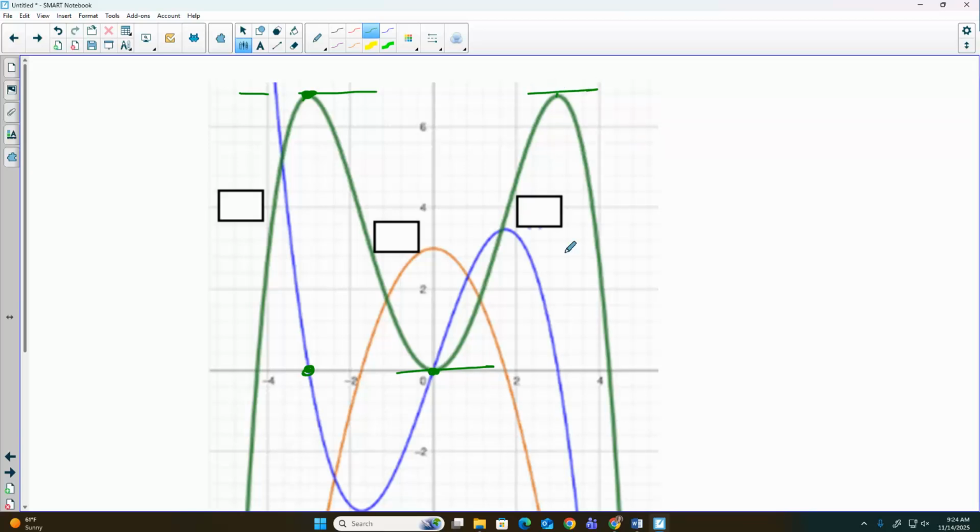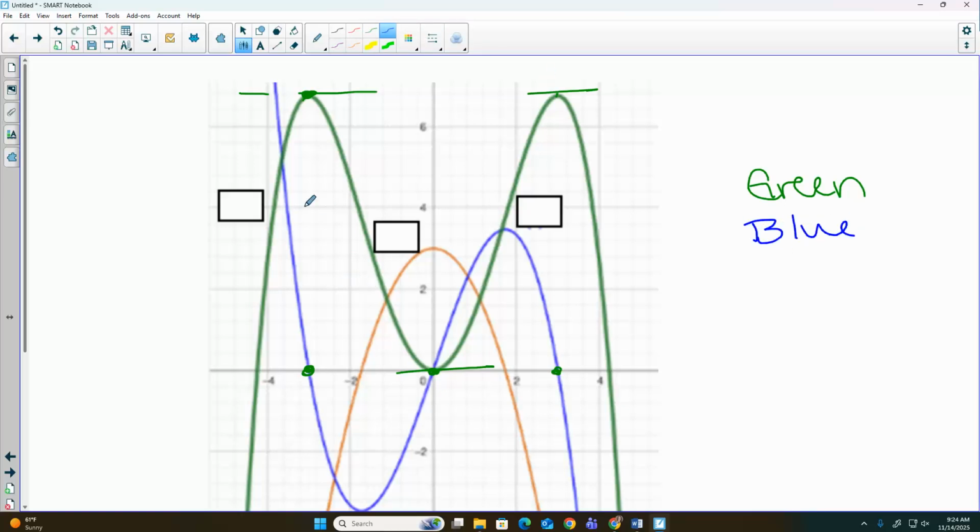Horizontal tangent, so its derivative should be 0. It was increasing, so its derivative should be positive. Decreasing, so negative derivative. Increasing, so positive derivative. Decreasing, negative derivative. So what's the derivative of the green one? Blue. Okay.